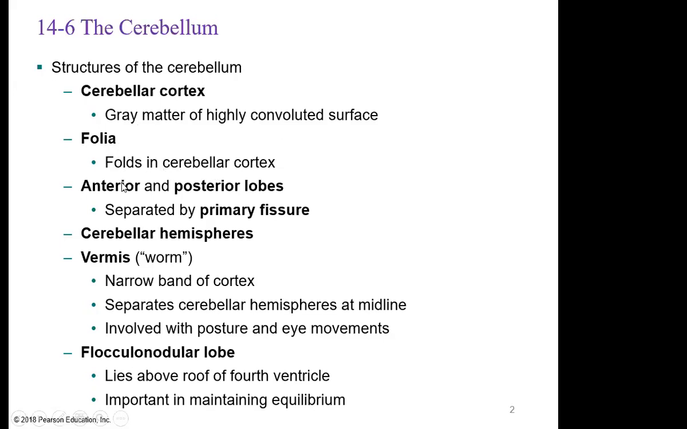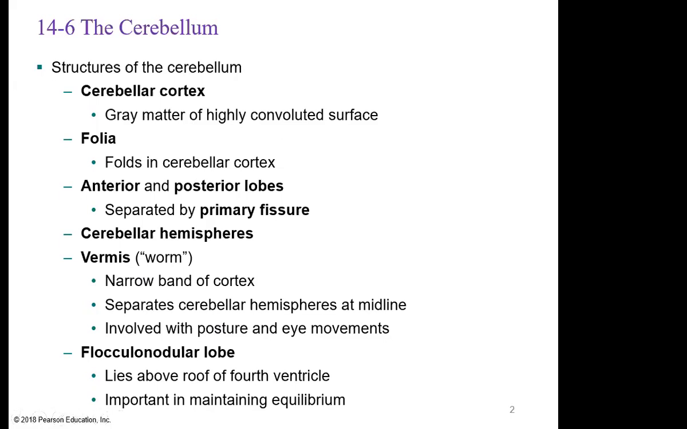There are 3 lobes. There's the anterior and posterior and flocculonodular lobe. So 3 separate lobes to the cerebellum that is divided into hemispheres, just like the cerebrum is. So right versus left. And then there is this structure that runs right down the center of those hemispheres called the vermis. And this is a very narrow band of cortex that is involved with posture and eye movement. So the things that allow you to stay upright throughout the day are involved with that particular structure within the cerebellum.